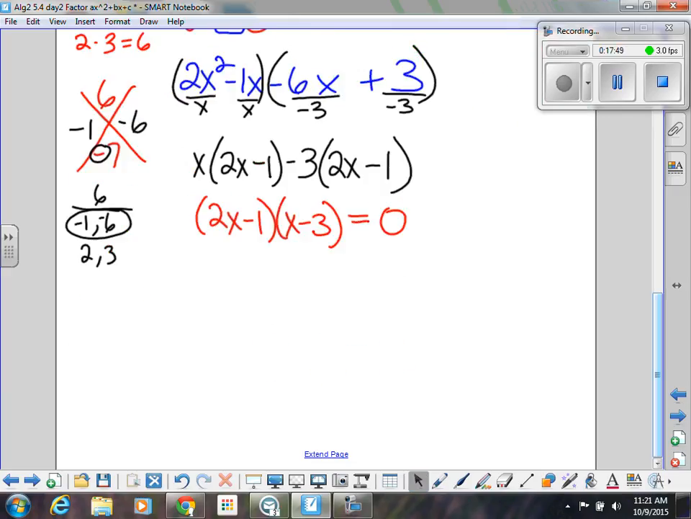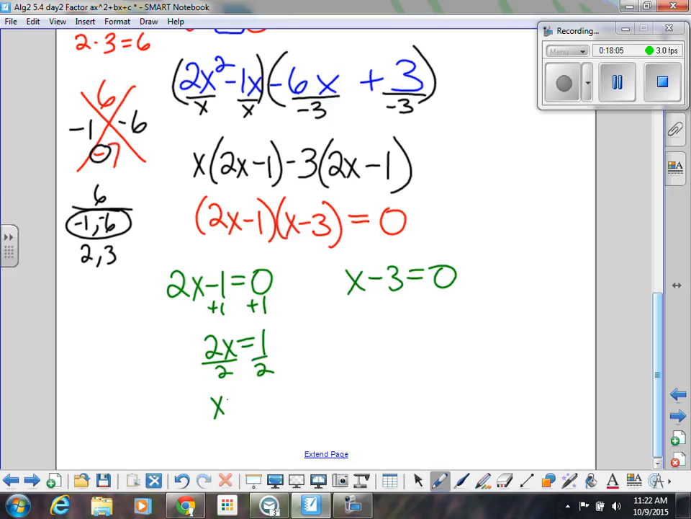So we're going to set each parenthesis equal to 0. So 2x minus 1 equals 0, x minus 3 equals 0. In this first one, I'm going to add 1. That gives me 2x equals 1, and then divide by 2. So x equals 1/2, and that's okay to have a fraction. And then over here, we're just adding 3, so we get x equals 3.